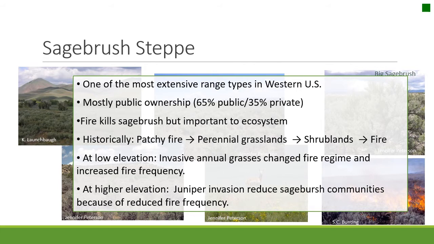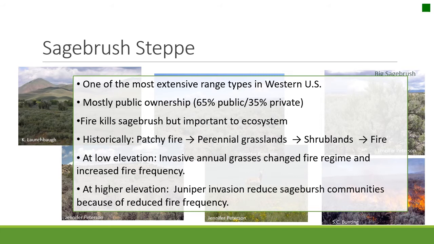A couple things have changed over time, however. We don't have that kind of historic fire regime. At low elevations, we had the invasion of annual grasses, such as cheatgrass, which happened in the early part of the 1900s. That really changed the fire regime because these annual grasslands are very good fuel. They create a dense and continuous bed in the understory of these shrubs. They also dry up earlier in the summer, which means that they extend the fire season. So they're easily ignited and they're extending the fire season.